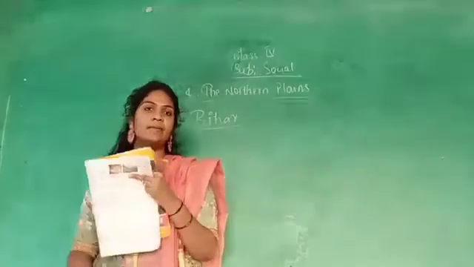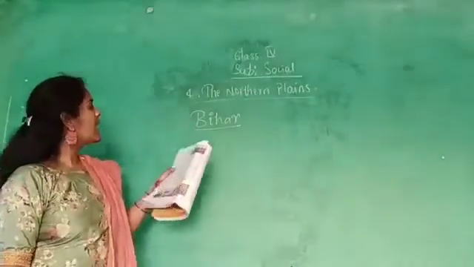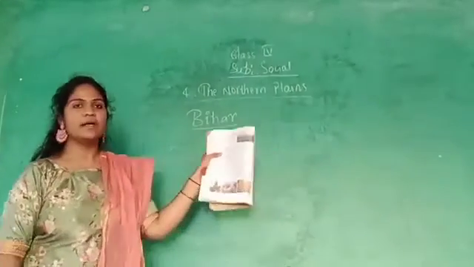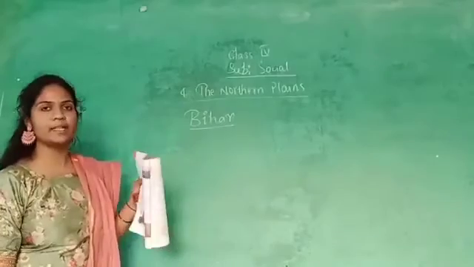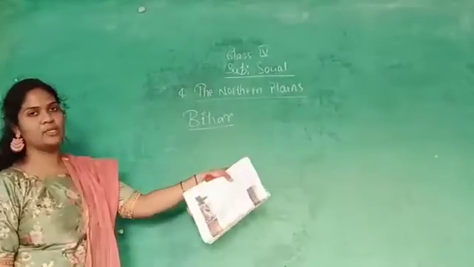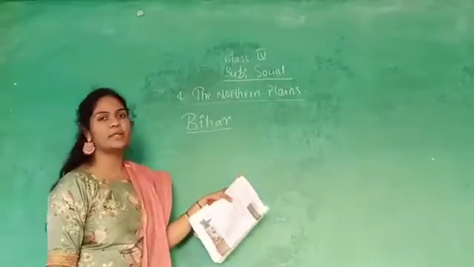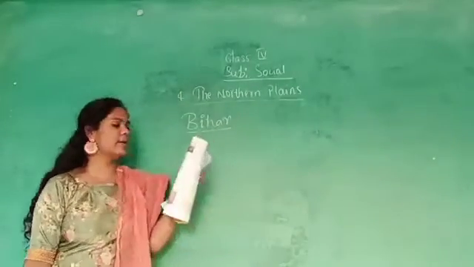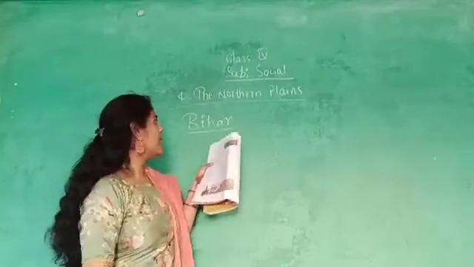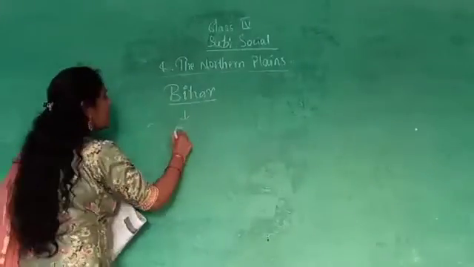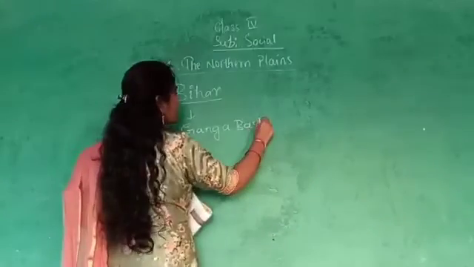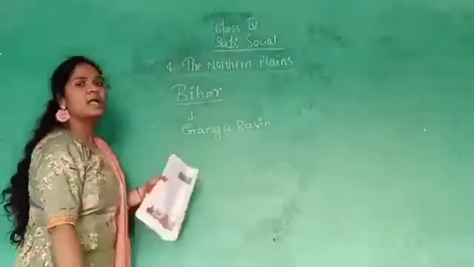Its capital is Patna. So where is Bihar located? Bihar is towards the east of Uttar Pradesh. Just now we discussed the Uttar Pradesh state, no? So Bihar is to the east of Uttar Pradesh, and it is also situated in the Ganga basin. It means this Bihar state is also watered by the Ganga river.